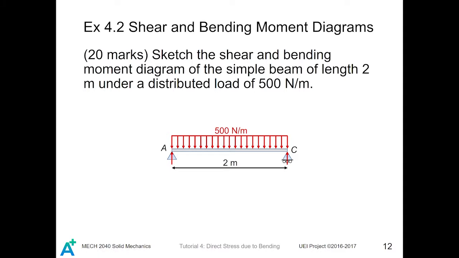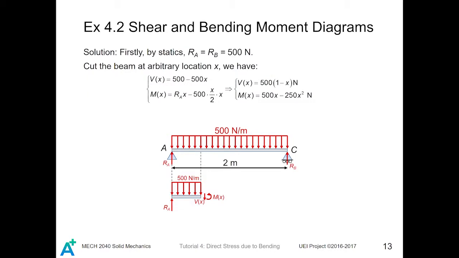So let's introduce an example on how to draw the shear and the bending moment diagrams. Sketch the shear and the bending moment diagram of this simple beam. The length is 2 meters and it has a distributed load of 500 Newton per meter. Firstly, we have to find all what we know from statics.